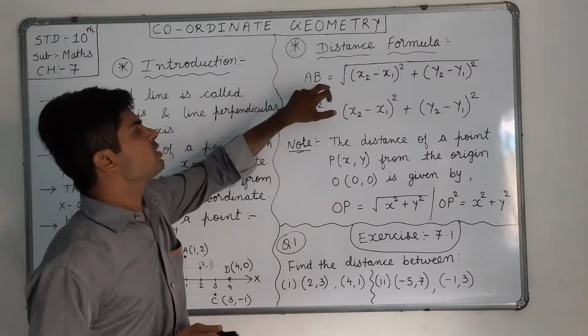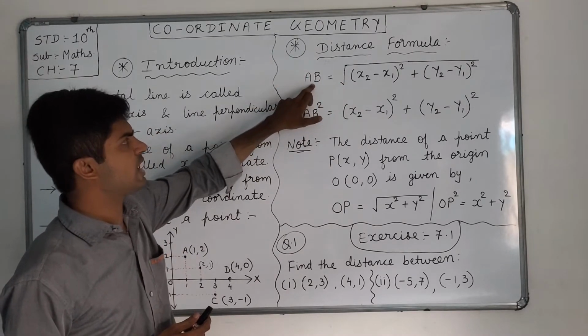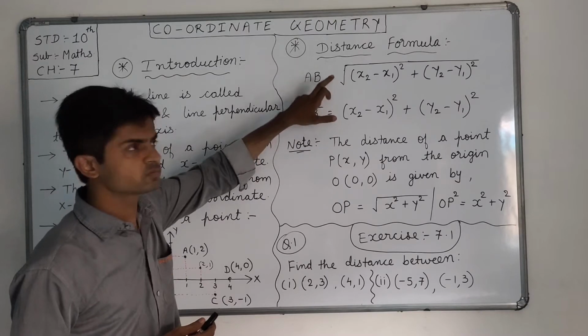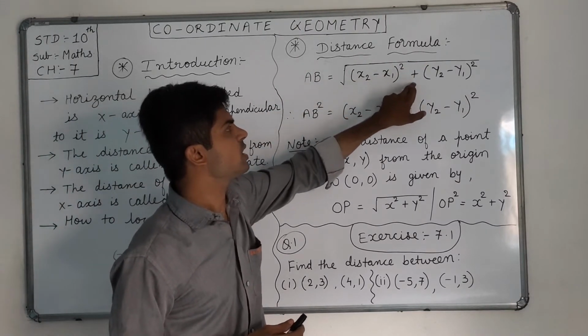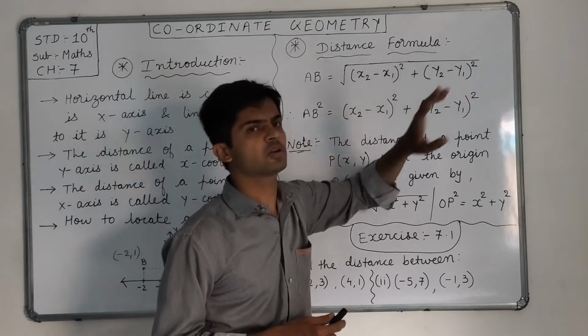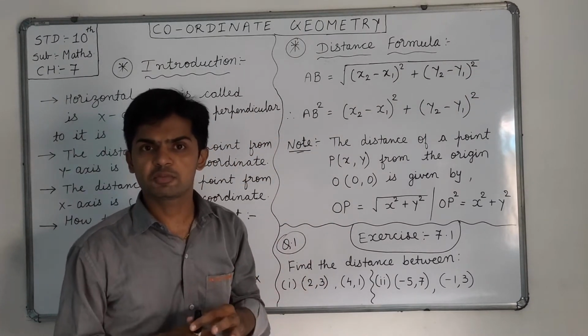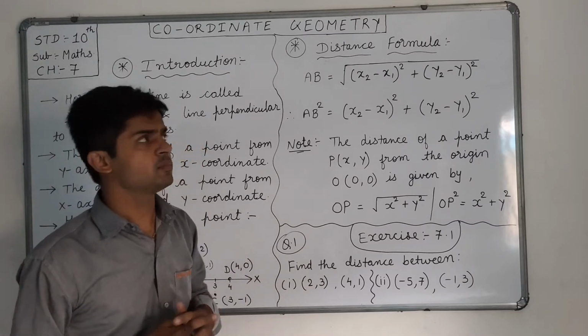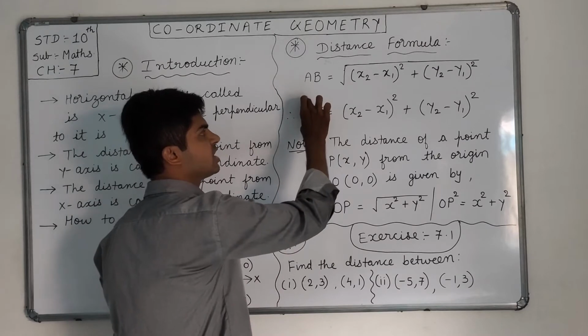Okay. Now, first let us see our distance formula. What is our distance formula? Distance AB is equal to under root (x2 minus x1) whole square plus (y2 minus y1) whole square. For simplicity, when we are doing the sums, we are using this second formula.